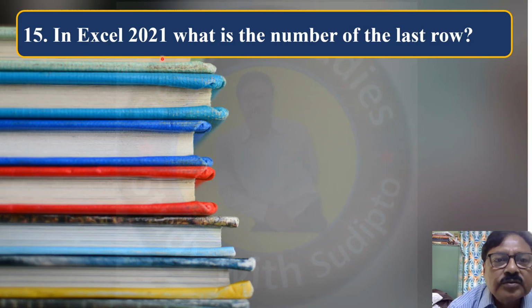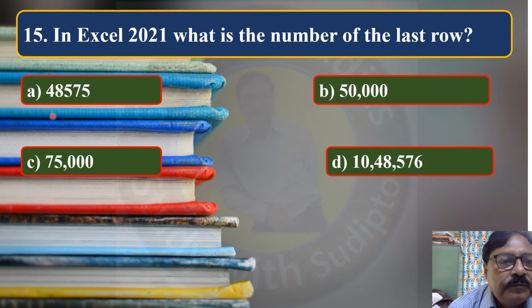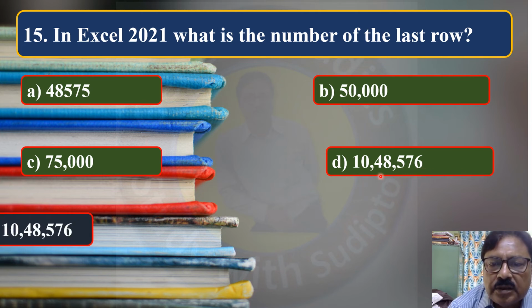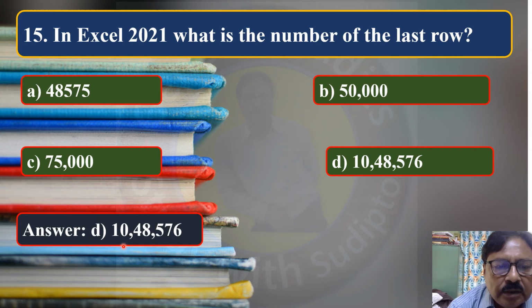In Excel 2021, what is the number of the last row? Option A, 48,575. Option B, 50,000. Option C, 75,000. Option D, 10 lakhs 48,576. The correct option is option D, 10 lakhs 48,576.